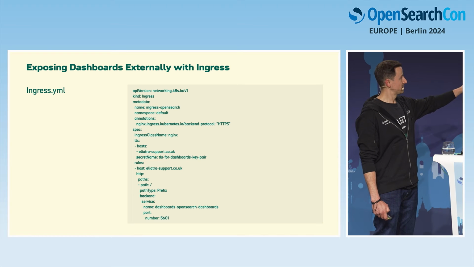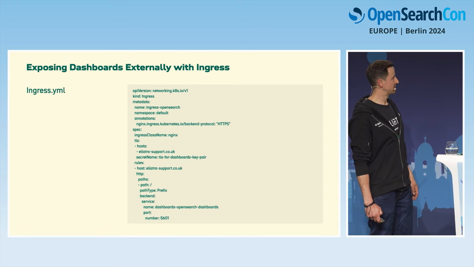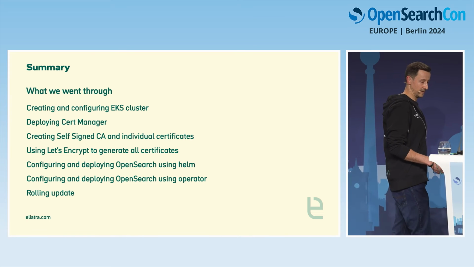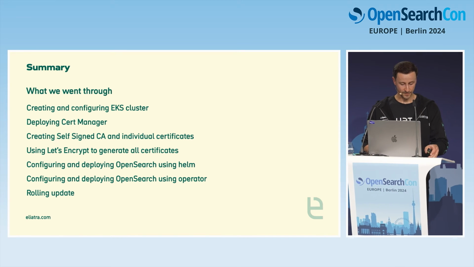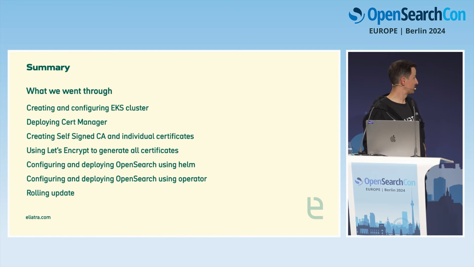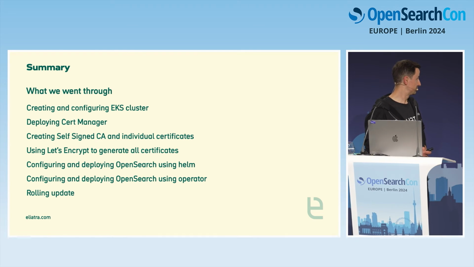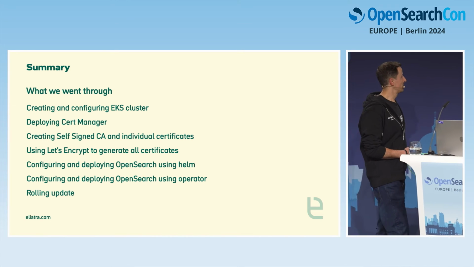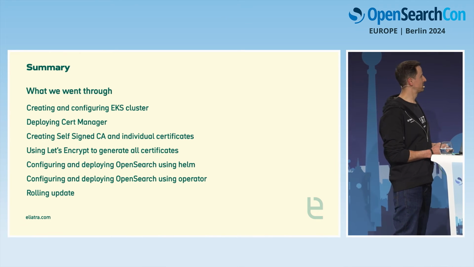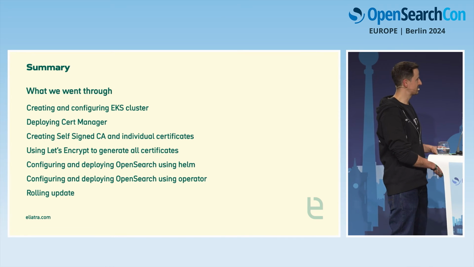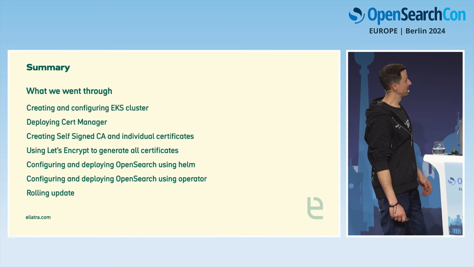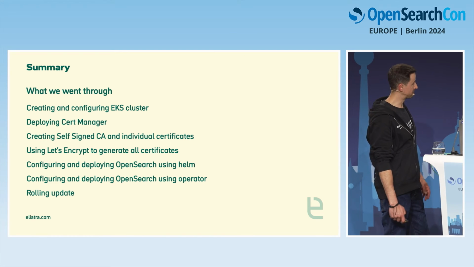And of course, we created Ingress using the Let's Encrypt certificate, and as a result, we are able to access it using the browser, and the browser is happy enough with the certificate. Anybody that wants to can go to eliatra.support.co.uk, and they will see this running in the cluster at this moment in time. That's what we covered today. So we created and configured an EKS cluster. We deployed cert-manager. We created self-signed CAs. We used Let's Encrypt to generate all the CAs. And then we configured OpenSearch using Helm and the Operator, and had a look at rolling updates.